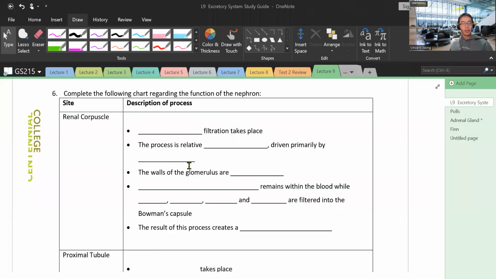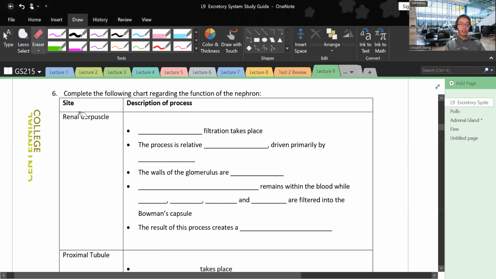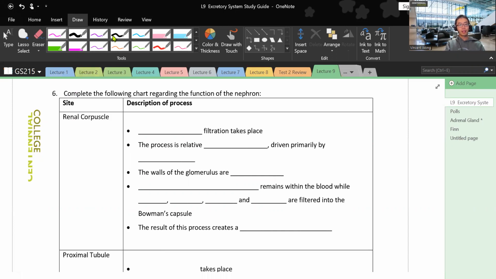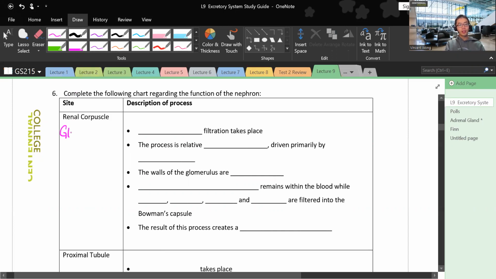Hello again, let's keep going. So this table summarizes the events that are taking place inside each part of your nephron. So let's start with the renal corpuscle. And you're like, wait a minute, we have not talked about a renal corpuscle. And you will be correct. The renal corpuscle is actually a combination of two things. Okay, so it is the glomerulus plus the Bowman's capsule. Bowman is a name, right? This is a person, Bowman's capsule.